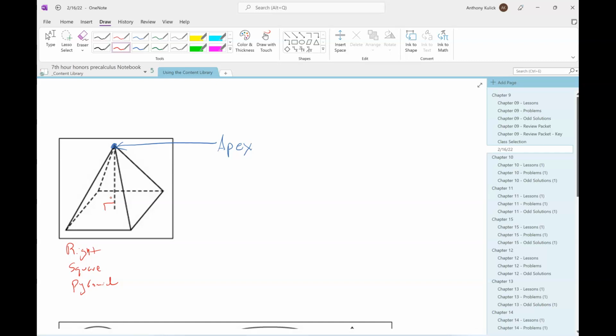Everybody's cool with seeing that? Straight up and down is good enough for us. You know what I mean? It's one of those where you know it when you see it, if it's right. It's probably the way you would draw it, even if I didn't put the "right" in there, right? Nobody's going to draw a pyramid about to fall over. It's also hard to draw.